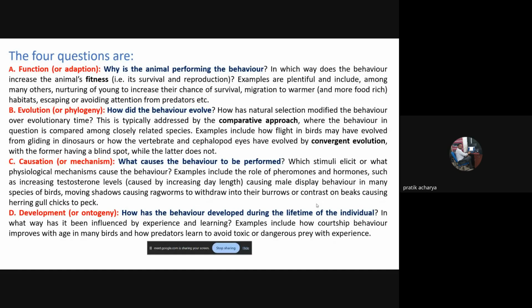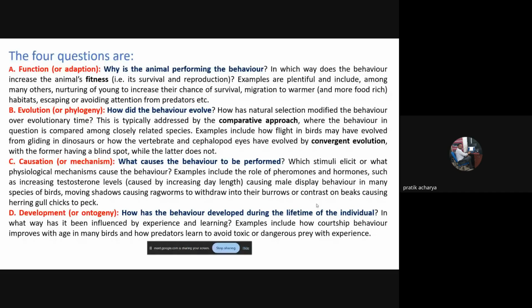And the fourth one is ontogeny, that means development. How has the behavior developed during the lifetime of the individual? That means in what way has it been influenced by experience and learning? That means a behavioral pattern is changed during the lifetime due to different learning processes. If we do not know how to behave in different situations, in different circumstances of our life, it is very difficult for us to survive.